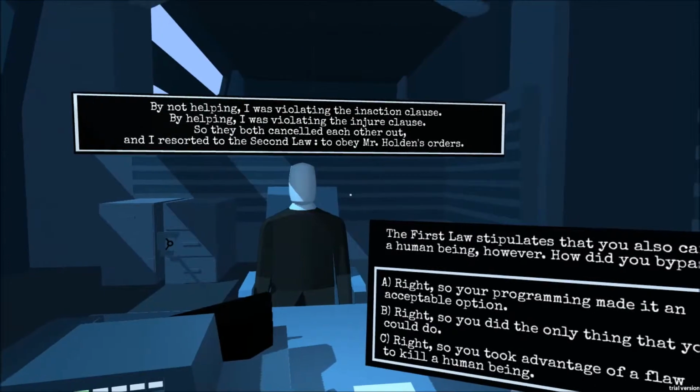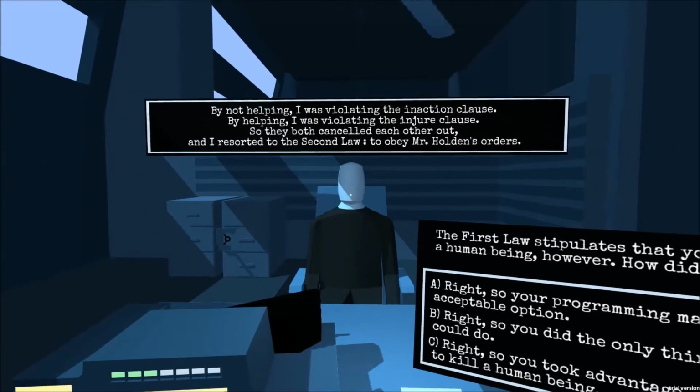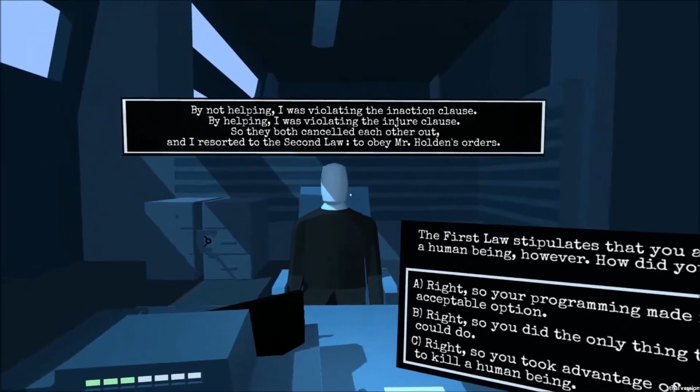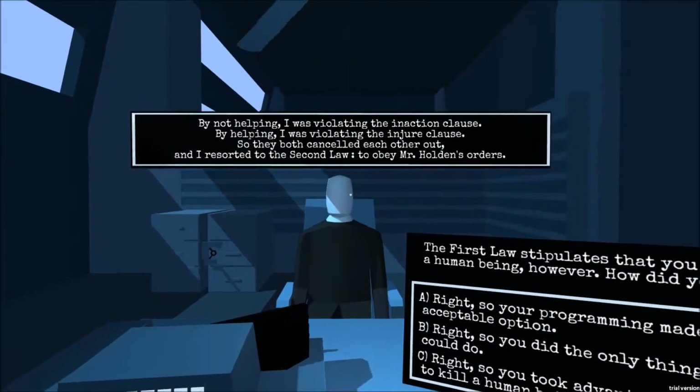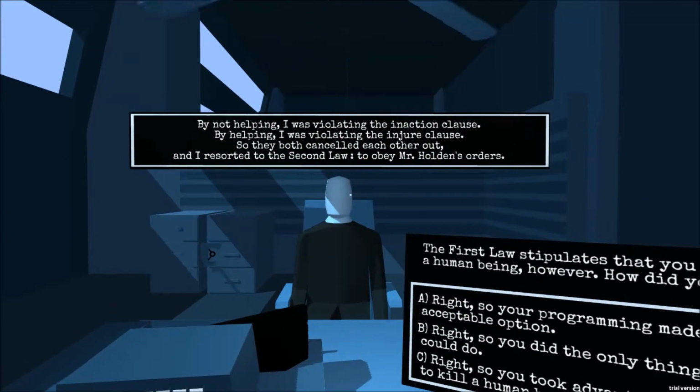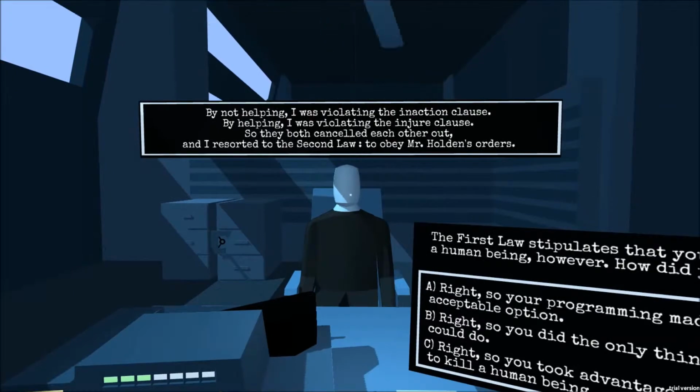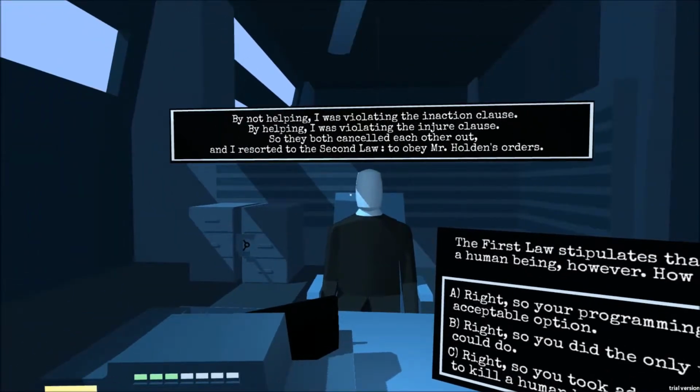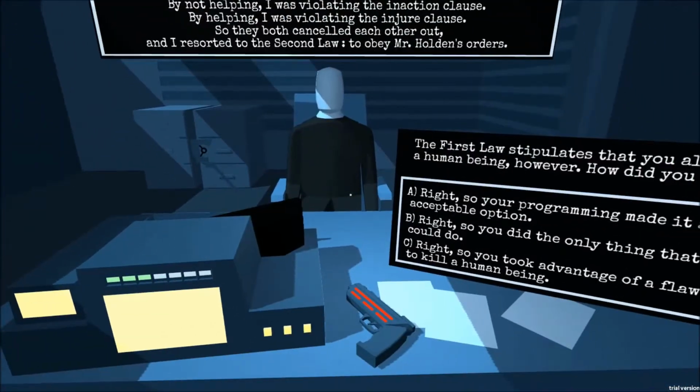Okay, so I don't think that the robotic laws work in that way. I think the third law falls onto the second law, and the second law falls onto the first law, so if you get rid of the first law, then there are no other laws.